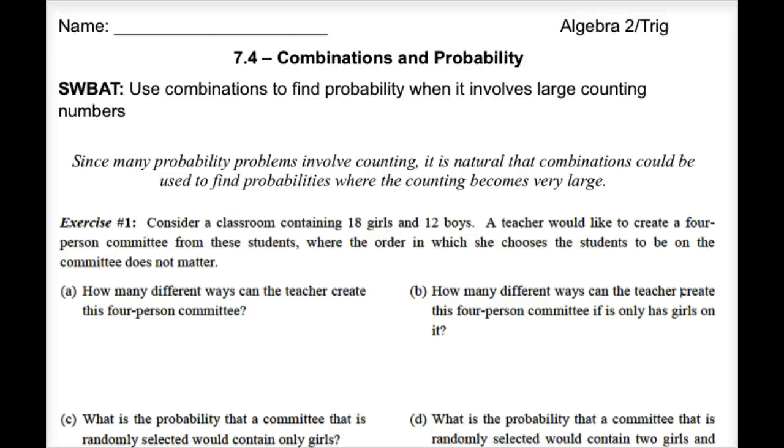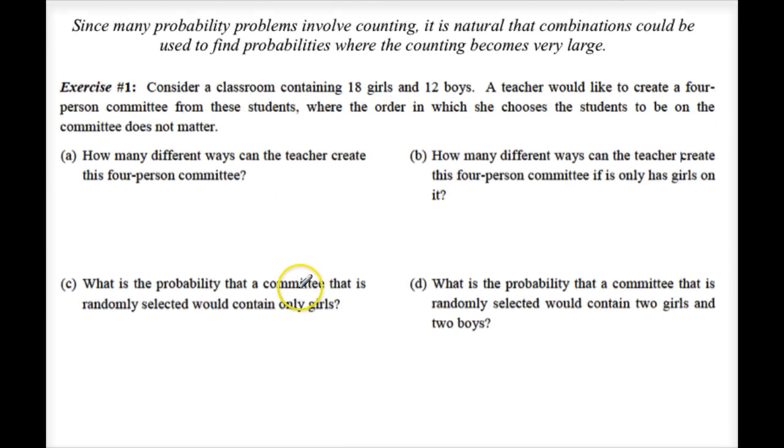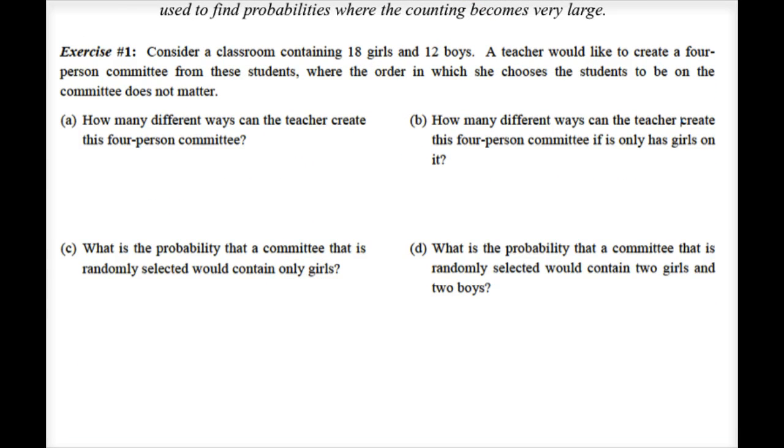It's combination and probability. Today students will be able to use combination to find probability when it involves large counting numbers. Since many probability problems involve counting, it is natural that combination could be used to find probabilities where the counting becomes very large. So, let's look at our first example here.